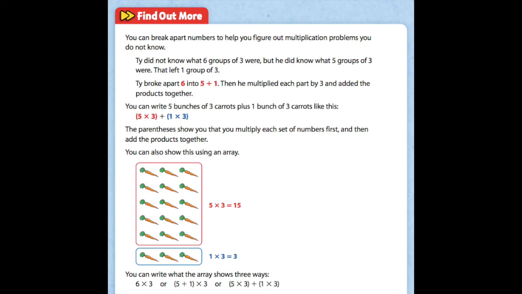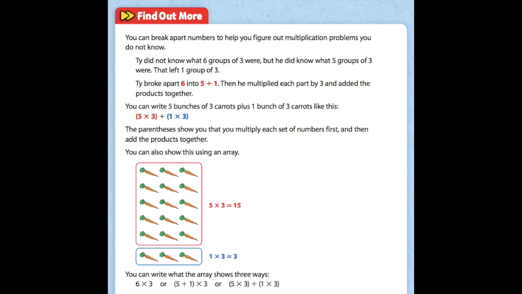It says Ty did not know what 6 groups of 3 were. So 6 times 3. But he did know what 5 groups of 3 were, because we know multiplying by 5 is pretty easy, right? So that would mean he would have one more group of 3 left over. That left one group of 3. So Ty broke apart his 6 into 5 plus 1. Then he multiplied each part by 3 and added the products together.